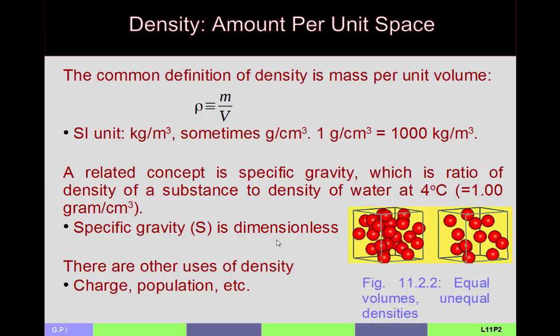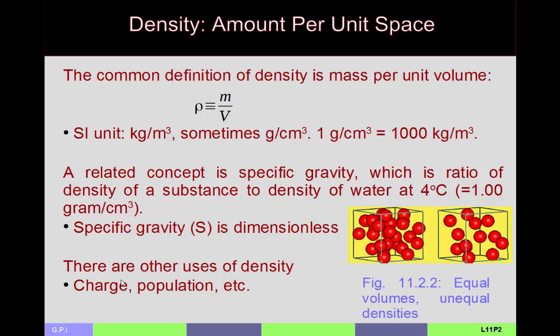A related concept is one which is very often covered in lab classes, which is the specific gravity, and that is, of course, the ratio of density of a substance to the density of water at 4 degrees C. At that temperature, water has a density of 1.00 grams per cubic centimeter. Since specific gravity is a ratio, it can be taken as rho of substance divided by rho of water. That means it's going to be a dimensionless quantity.